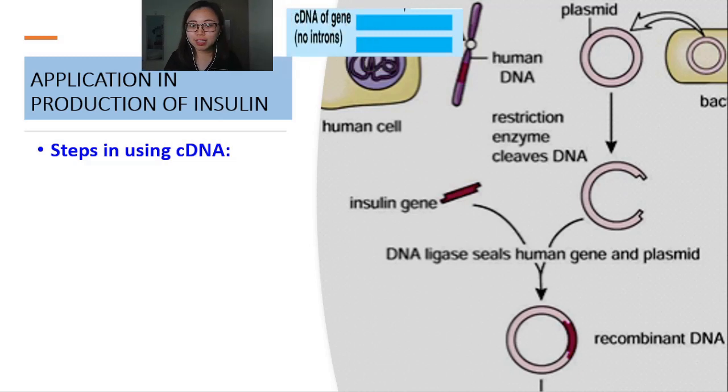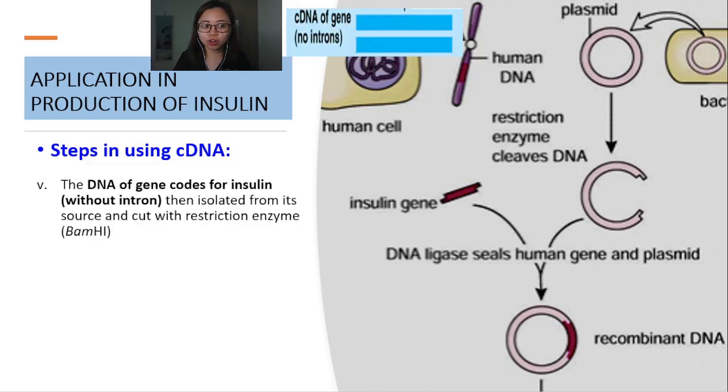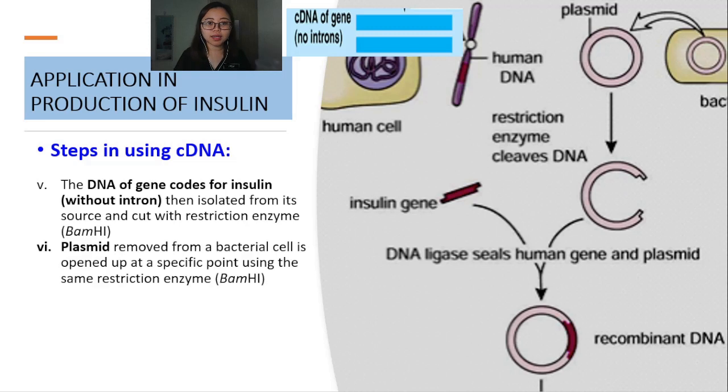We're going to use this cDNA of gene that has no introns. Isolate it from its source and then cut it with the restriction enzyme. In this example, we are going to use restriction enzyme BamHI. Okay, kita gunakan enzyme BamHI. Kita tambah ke dalam container yang mengandungi cDNA tadi.